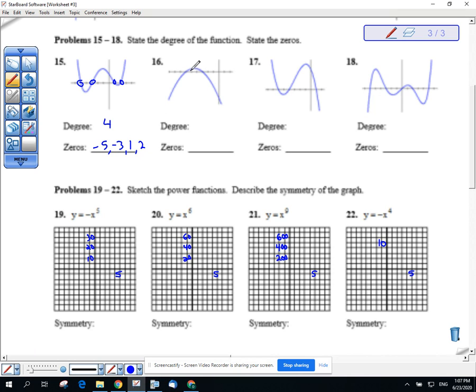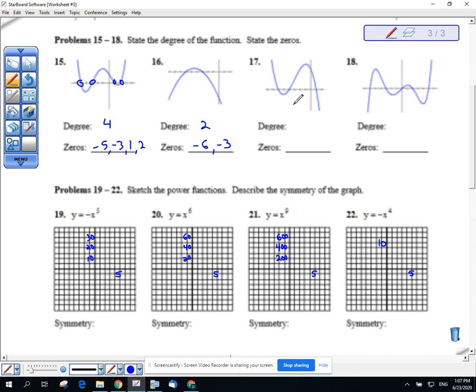Here you have a degree 2 because there are 2 zeros, and they are at -6 and -3. If I'm going too fast and you need to stop and process this, just pause the video. For 17, the degree would be 3. It's got 1, 2, 3.